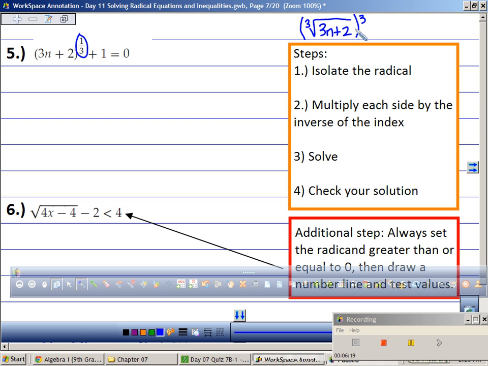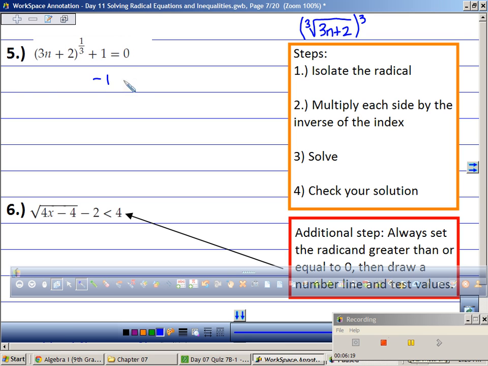I would cube it, right? They're inverses of each other. If it was a square root, I would square it. If it's cubed, I would cube it. If it's to the 4th root, I would take it to the 4th power. You can do the same thing with fractions, if this is okay with you. It's actually easier with fractions.